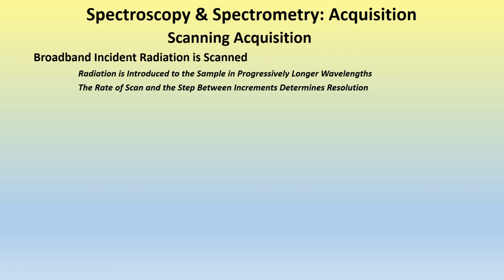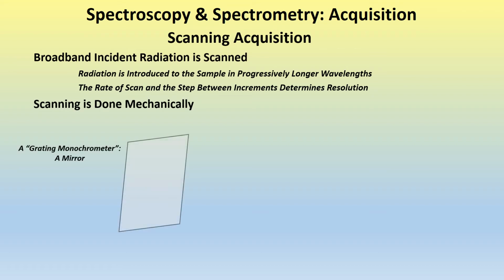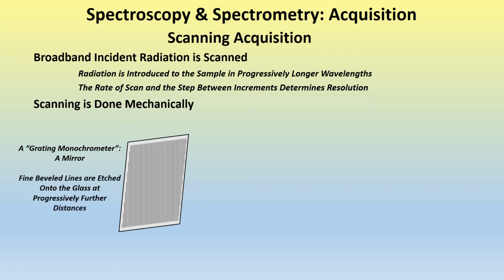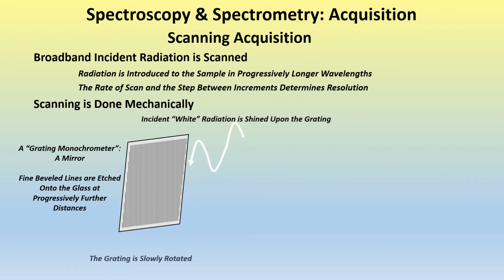As stated, this is done mechanically. A grating monochromator is essentially a mirror. Fine bevel lines are etched onto the glass at progressively further distances. The grating is slowly rotated. The grating lines disperse the incident radiation. Only wavelengths at the blaze angle will be reflected to the sample.